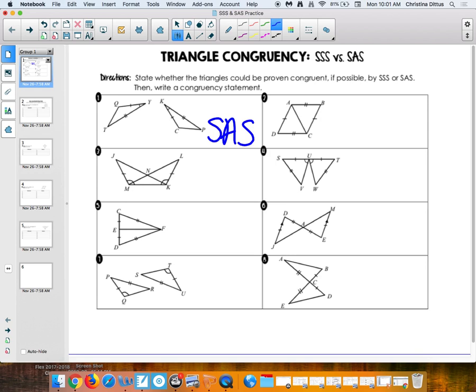In number 2, I only have 2 pairs of sides. So should I make up an angle pair that's congruent, or what should I do? The one in the middle. What about the one in the middle? Reflexive. Why is it reflexive? Because it's shared. Awesome. Whenever they share something, it's congruent to itself. So now I have 3 pairs. So what should I call this? SSS.